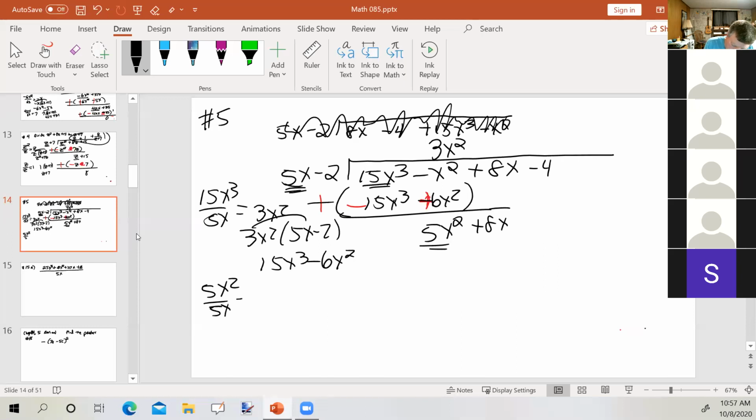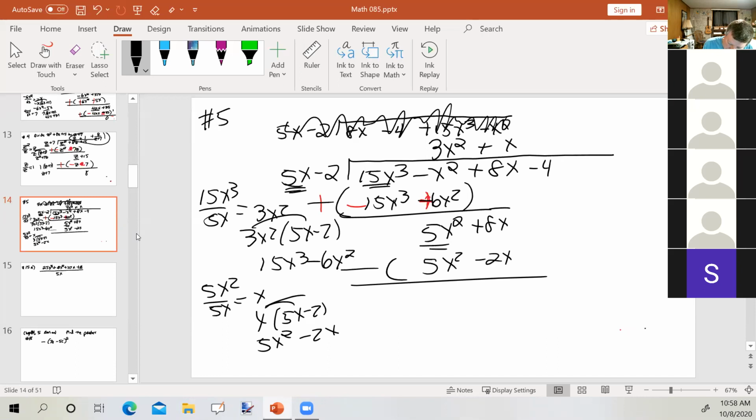Okay. We're going to take 5x squared divided by 5x. 5x squared divided by 5x is a plus x. We're going to take x times 5x minus 2 and get 5x squared minus 2x. Subtract that from what's up above. Change it to addition of the opposite. And we get 0x squared. 8x plus 2x is 10x minus 4.